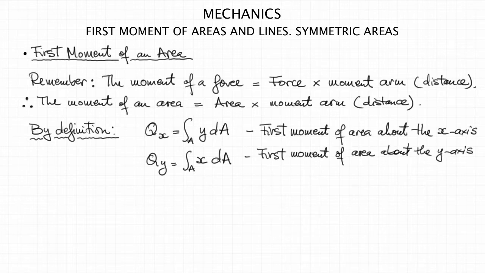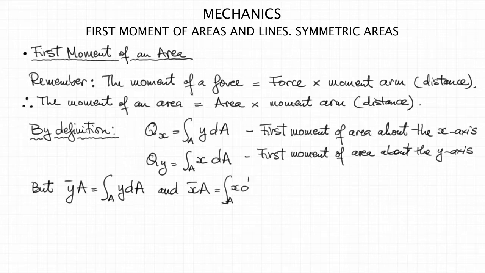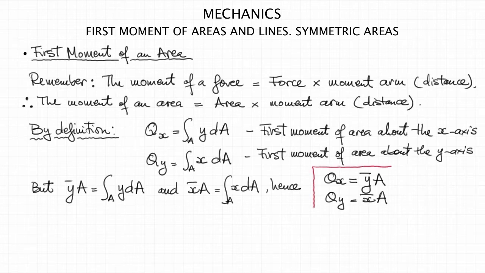Now we also know that y bar times A equals the integral over the area of y dA, and also x bar times A equals the integral over the area of x dA, and therefore we can express the first moments of area as Qx equals y bar times A and Qy equals x bar times A. You can see, areas multiplied by a distance from the centroid to a certain point or axis.